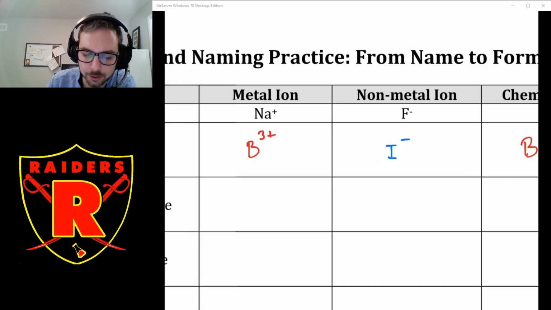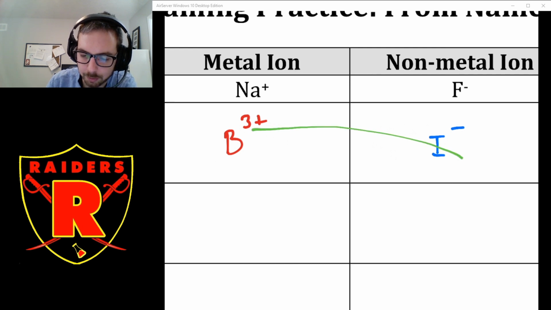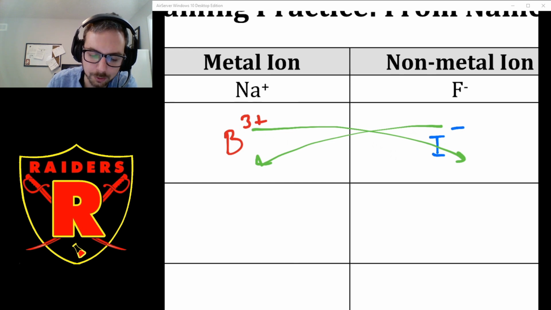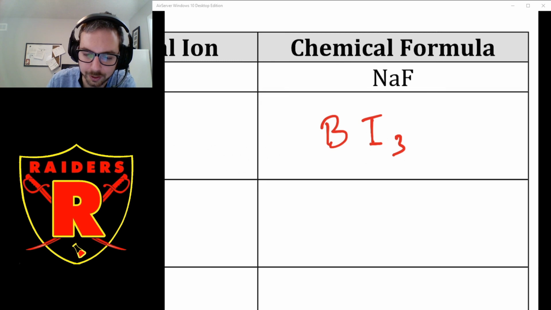But if you want to, again, use the crisscross rule, which is basically a shortcut to get the same thing, it means you're going to take the 3 and bring it down here, and you're going to take the 1 and bring it down here. So this is going to be B1I3, which is, again, exactly the same thing.